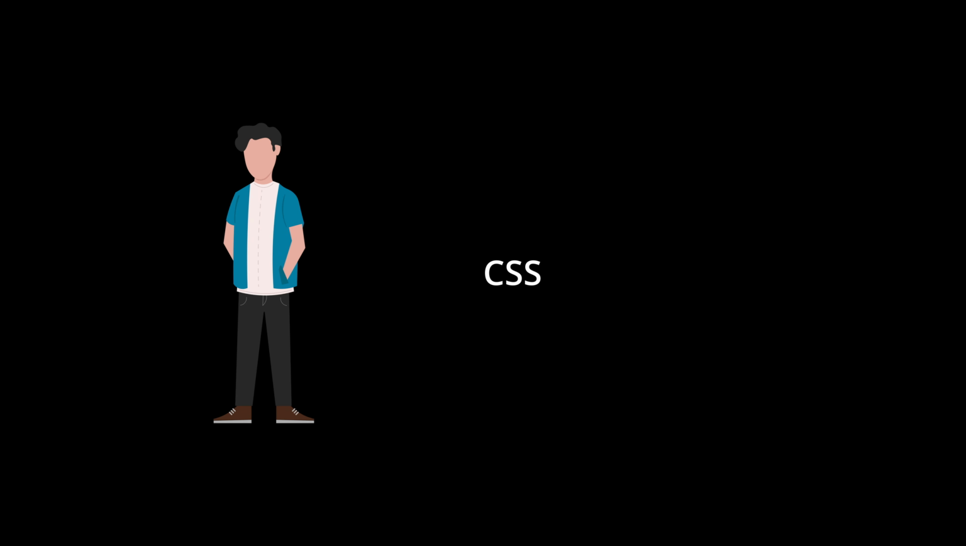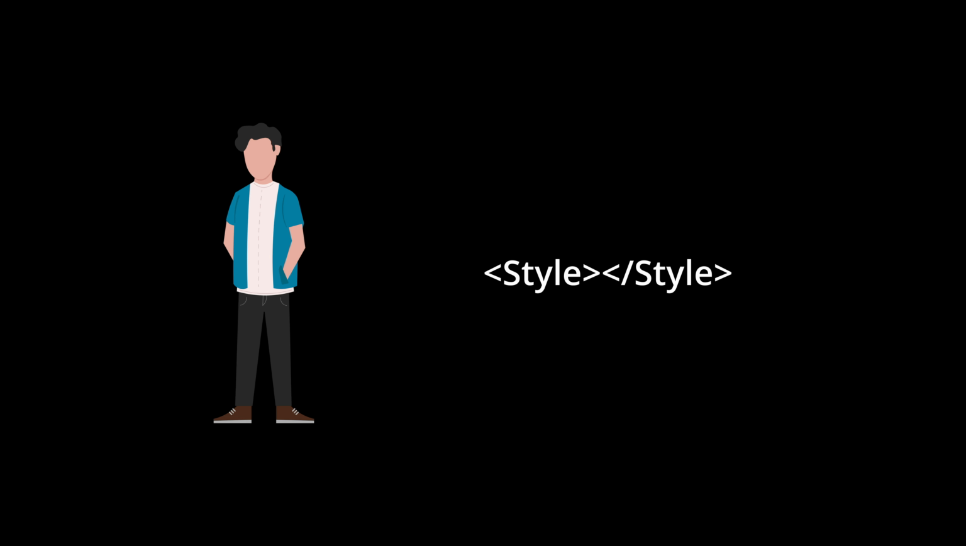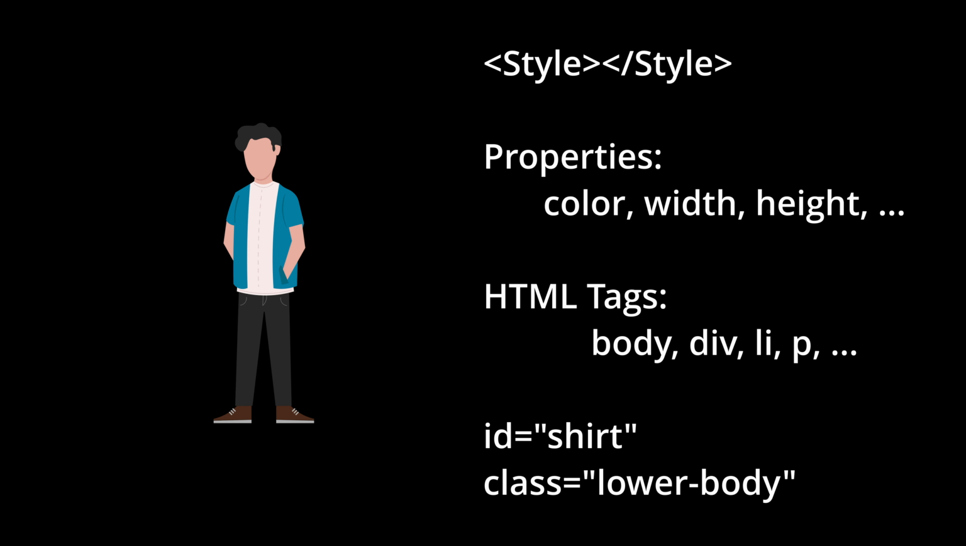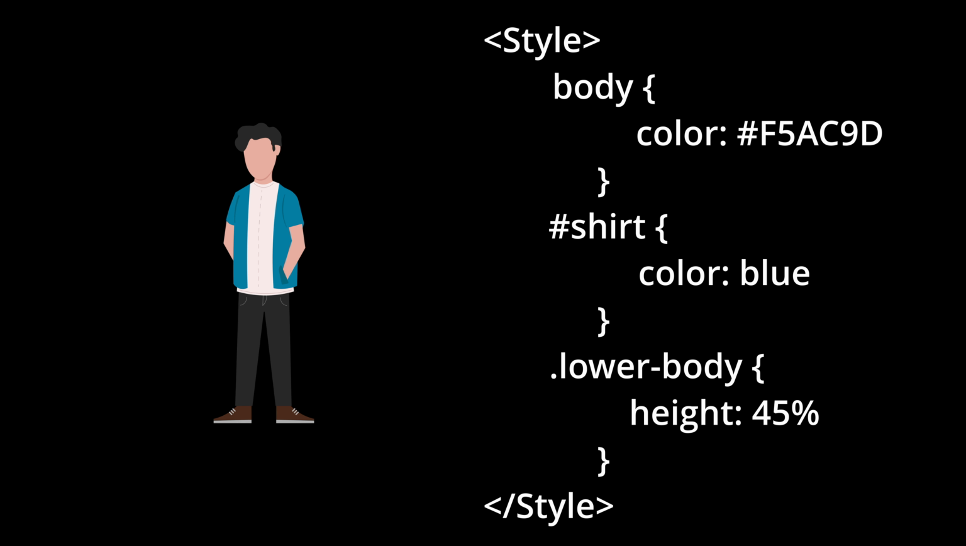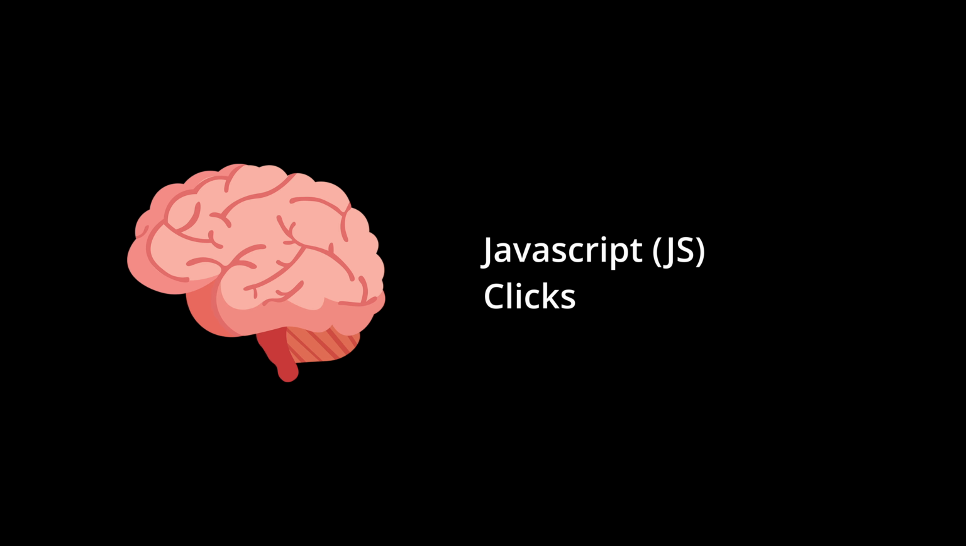CSS is the skin and clothing of the website. It controls colors, fonts, spacing, and overall style, making the raw HTML visually appealing and user-friendly. It does this through properties that are applied to HTML tags referenced via IDs and classes, as shown here. JavaScript is the brain and the muscles of the website. It gives the page logic, movement, and interactivity, allowing elements to respond to user actions like clicks, scrolling, and so on. In other words, it adds functionality to what would otherwise be a pretty but lifeless page.